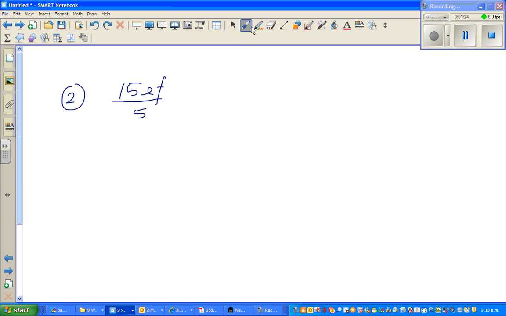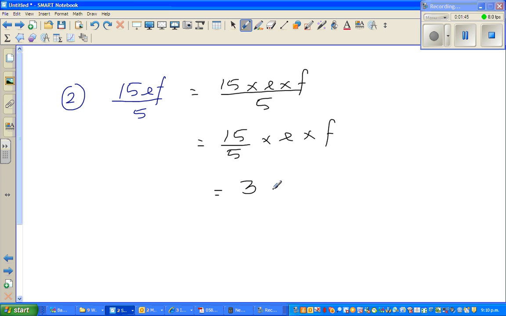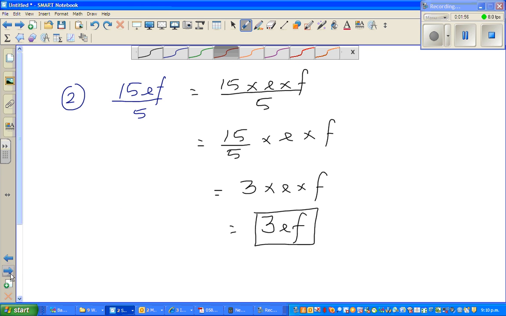Now here, let me use black. This is the same as 15 times e times f over 5. So this is the same as 15 divided by 5 times e times f. Now what is 15 divided by 5? That is 3 times e times f. So your final answer is 3ef. Just like that.